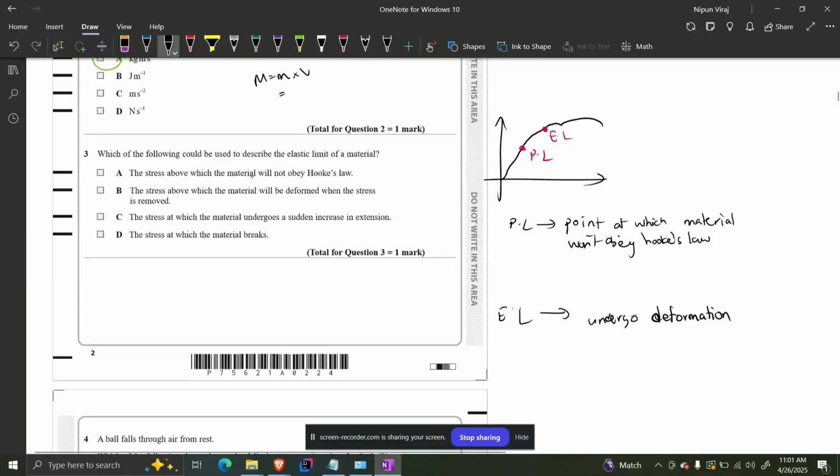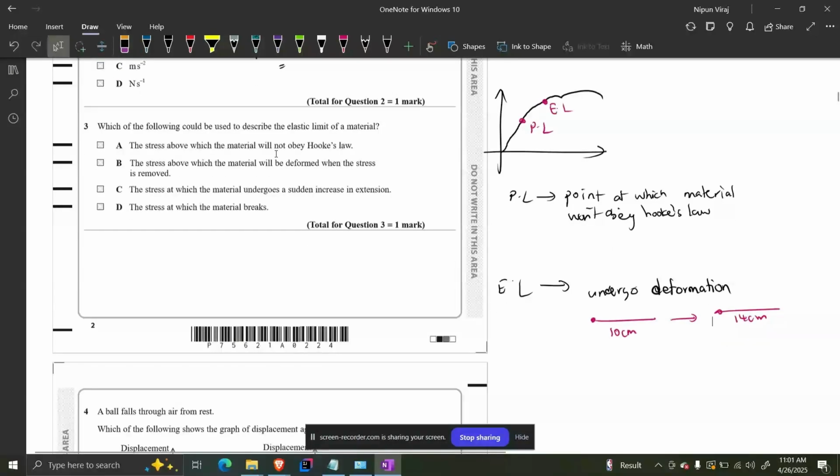So, what is this deformation? Deformation means something like this. If the original length of a string is 10 centimeters and you stretch it up to 14 centimeters and then release it, and if it has passed the elastic limit, then it won't come back to 10 centimeters. It will come to something like 10.5. This is called deformation. It won't return to its original length when we stretch it, extend it and release it. That is called the elastic limit. But the proportional limit is not that.